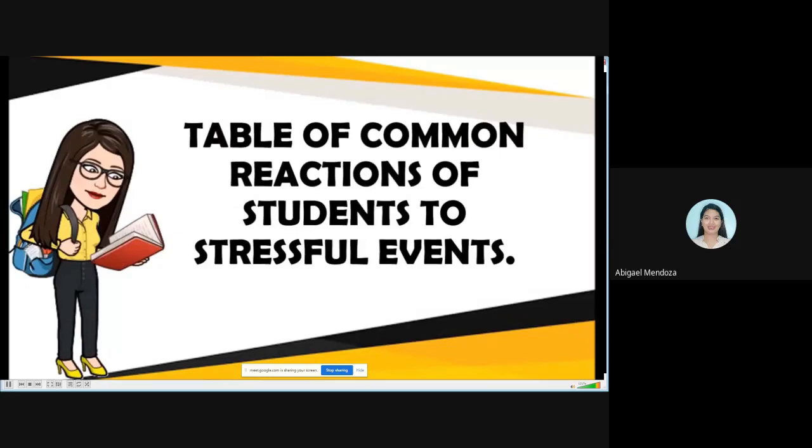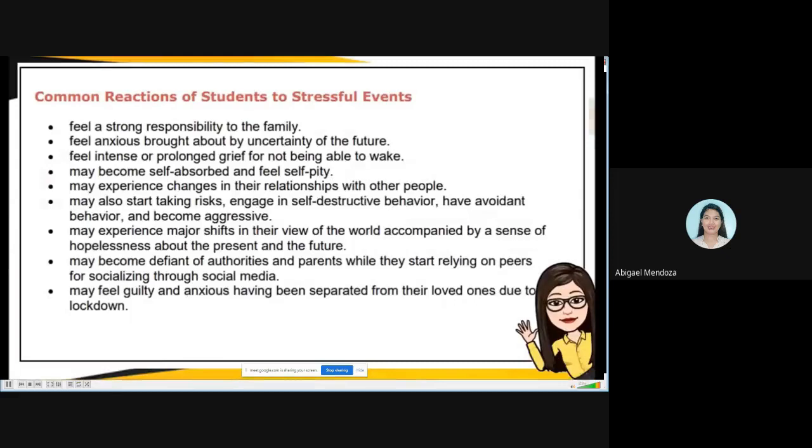Table of common reactions of students to stressful events. Feel a strong responsibility to the family. Feel anxious brought about by uncertainty of the future. Feel intense or prolonged grief for not being able to attend a wake. May become self-absorbed and self-pitying. May experience changes in their relationships with other people.